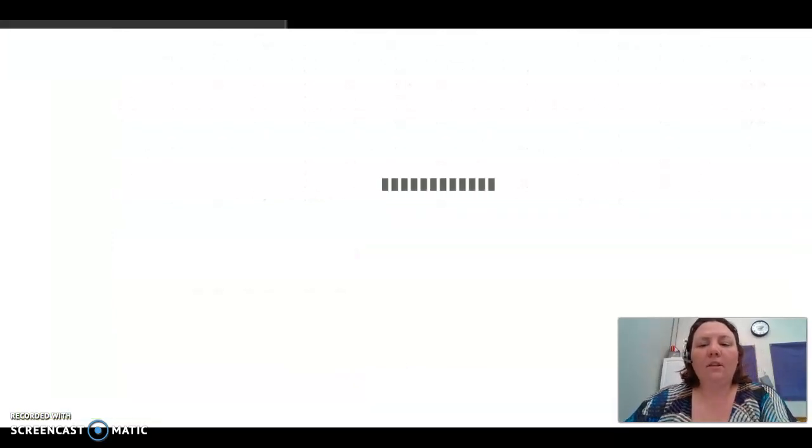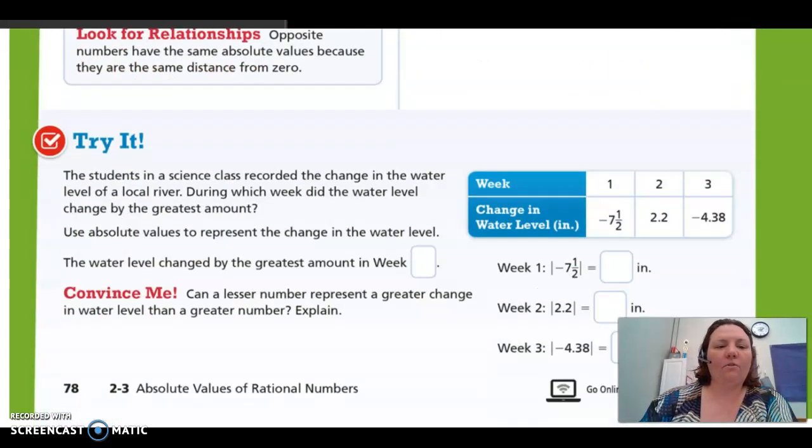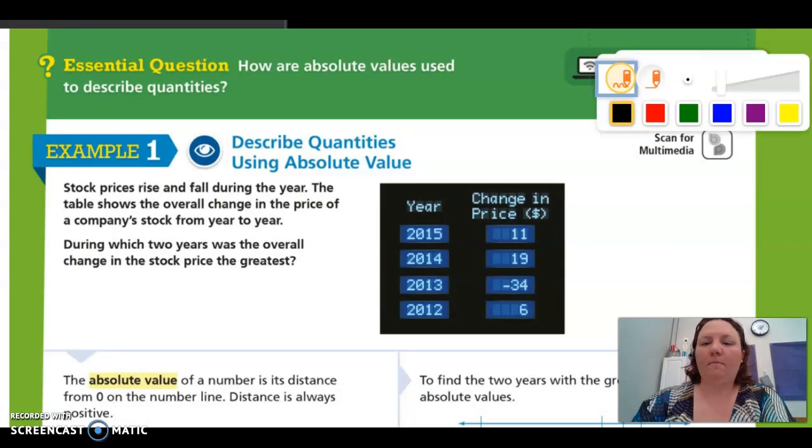All right, let's look at another example together. And here I'm going to actually scroll down and look at this try it problem for us to follow along and guide. Oops, I have to turn on my ink pen first.